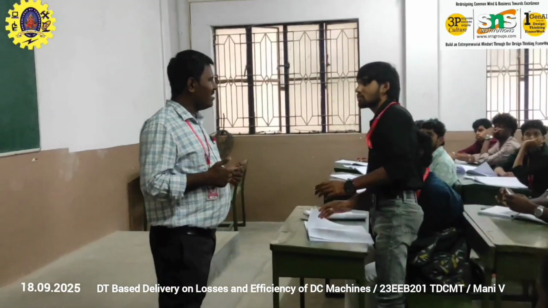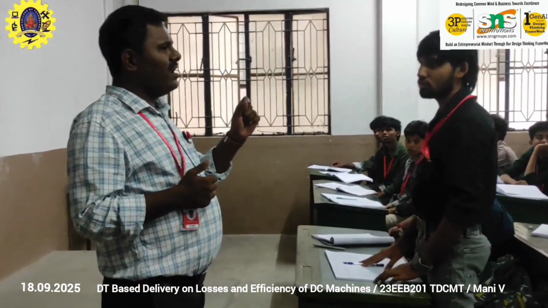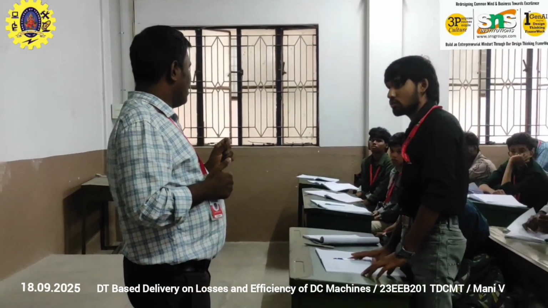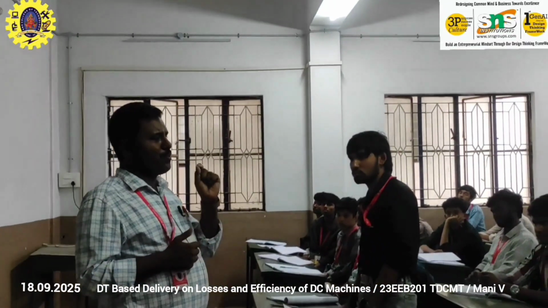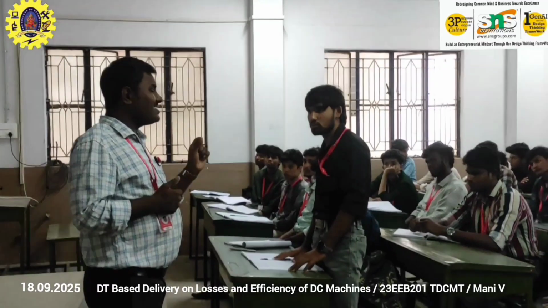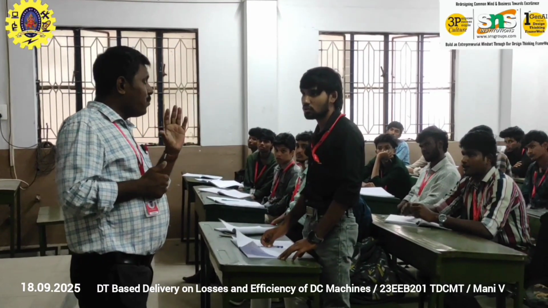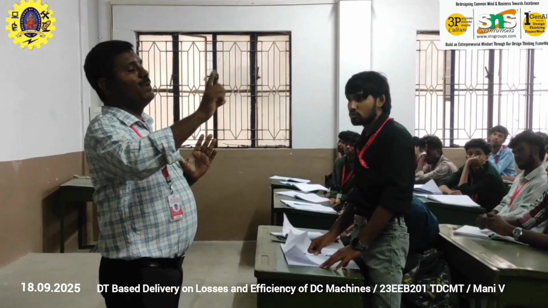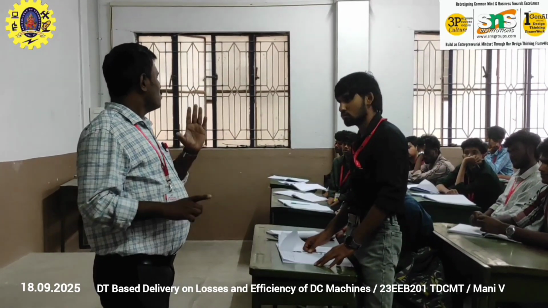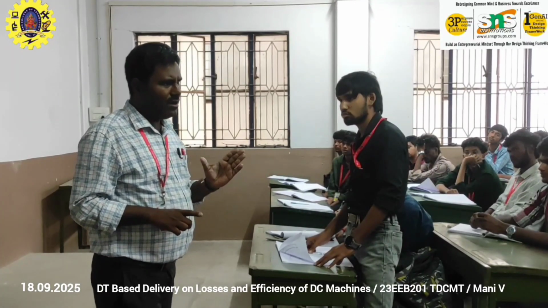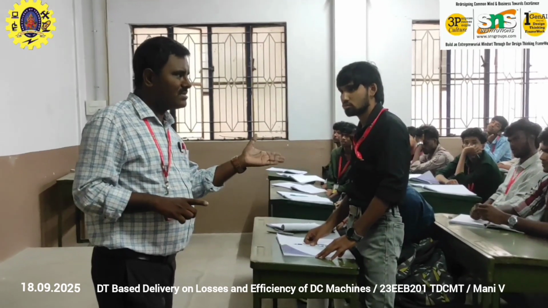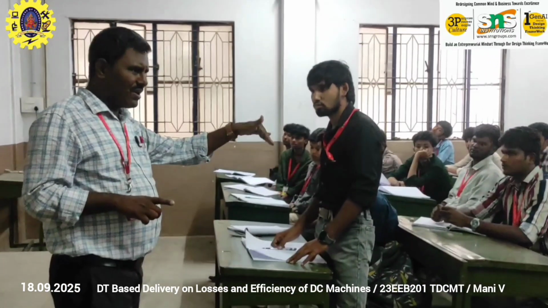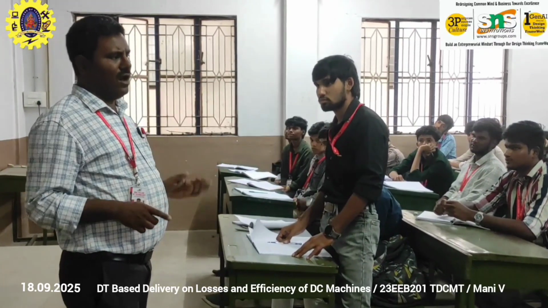So the coil, the winding, is a combination of resistance and reactance. The reactance is used to produce the flux, and the resistance opposes the flow of current. When opposing the flow of current, heat is produced. The winding is made up of copper, and that's why it is called the copper loss.